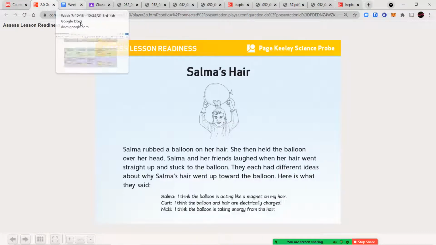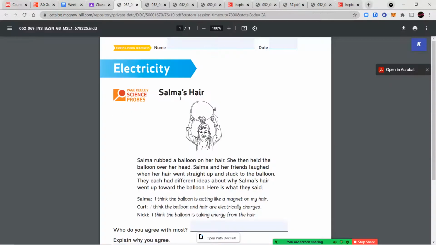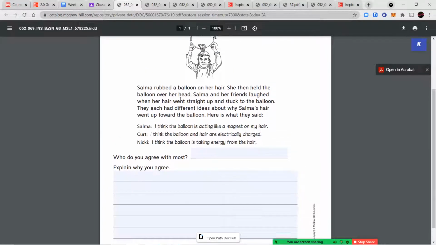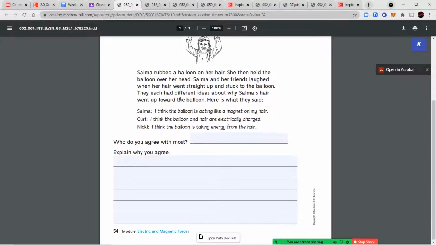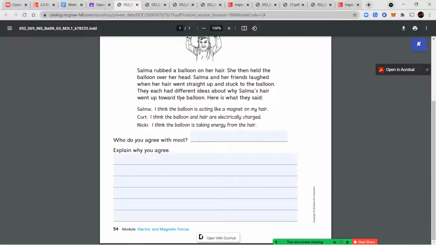So you're going to open up to page 54, and you're going to read about Selma's hair. You're going to read through this story and look at the opinions of the three different students. Write who you agree with most and explain why. We know they all had different ideas about why Selma's hair went up towards the balloon. You're going to figure out which one of them you think has the most correct answer.